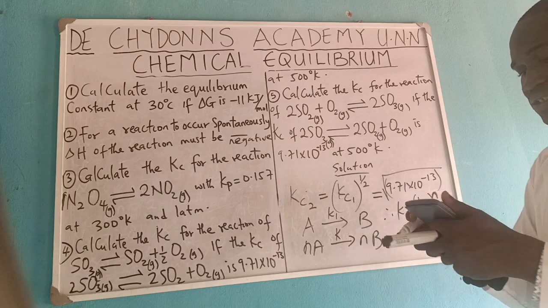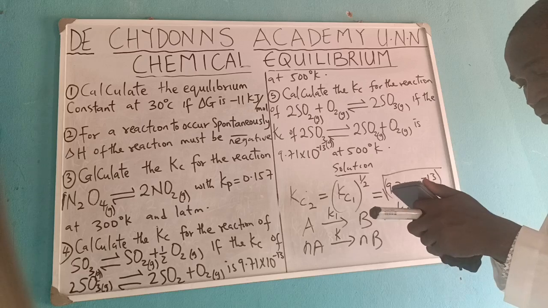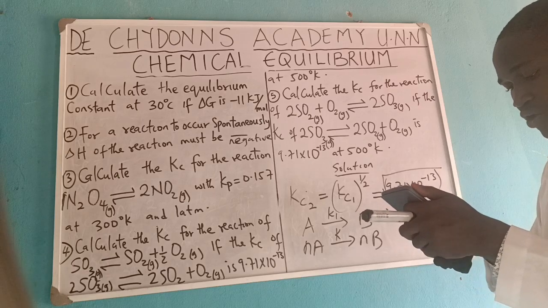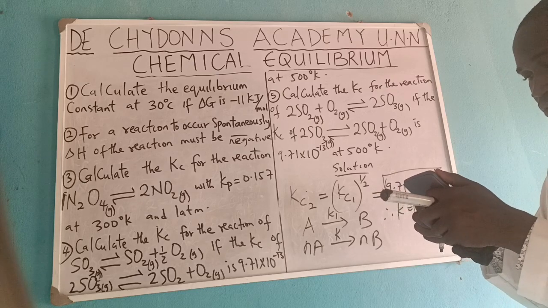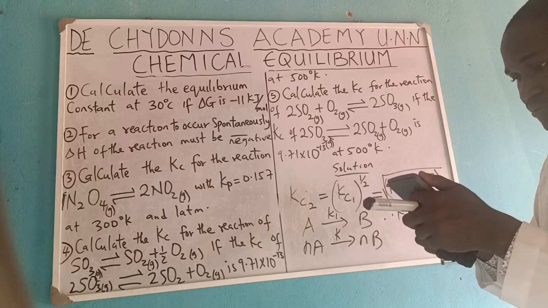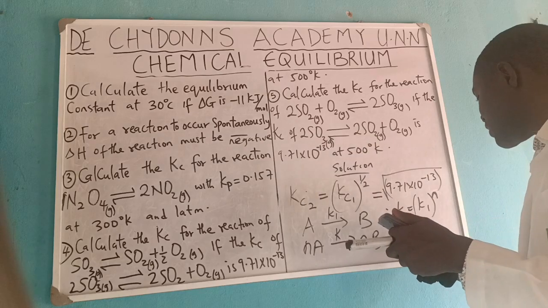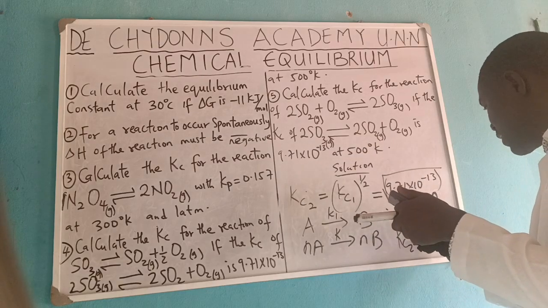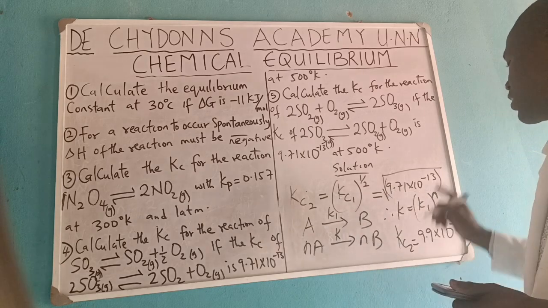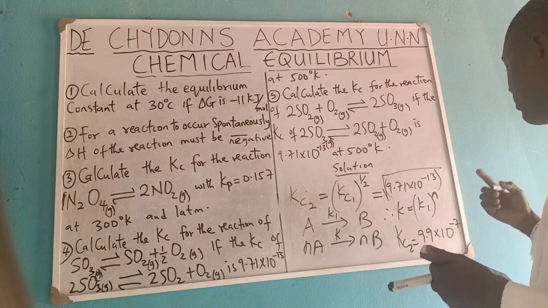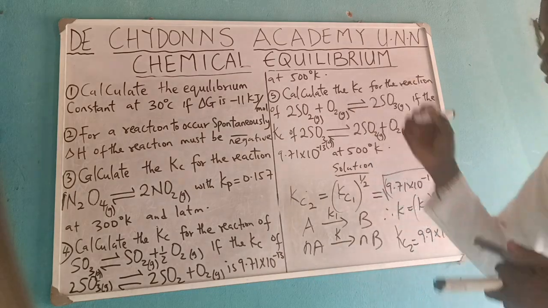Now, the square root of this, let me use my calculator. 9.71 times 10 raised to the power of minus 13. That will give me the answer: Kc2 equals 9.9 times 10 raised to the power of minus 7, by approximation. That is for this. Go to question number 5.